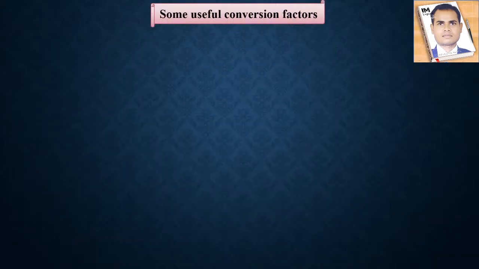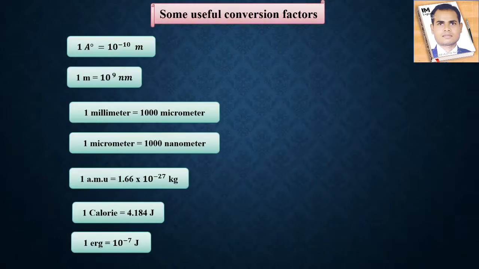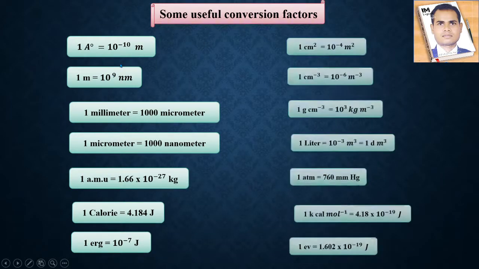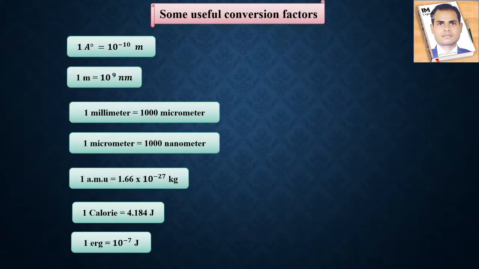Next, some useful conversion factors we have to see, given in front of you. 1 angstrom is equal to 10 raised to minus 10 meter. Next conversion, 1 meter is equal to 10 raised to 9 nanometer. Next, 1 millimeter is equal to 1000 micrometer, and 1 micrometer is equal to 1000 nanometer. 1 amu is equal to 1.66 into 10 raised to minus 27 kilogram. 1 calorie is equal to 4.184 joules, and 1 erg is equal to 10 raised to minus 7 joules.